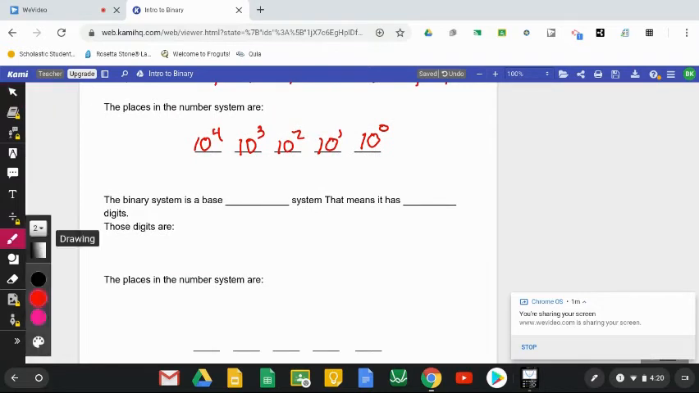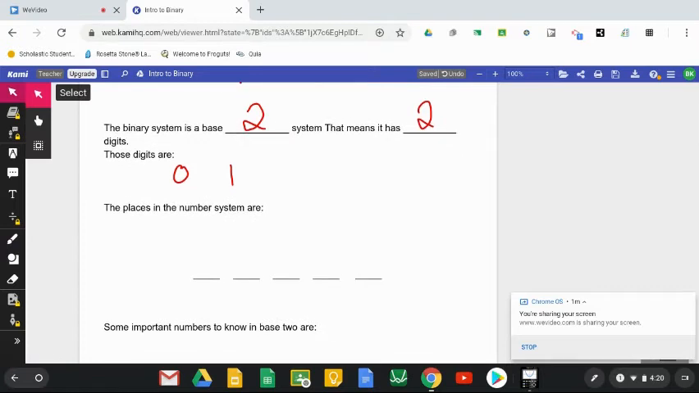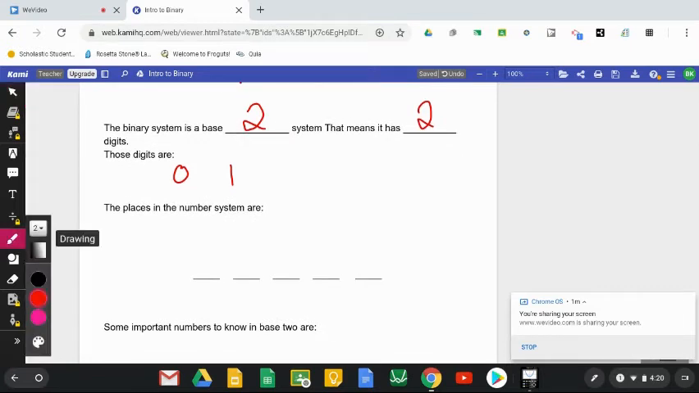But when we look at a binary system, it's like a bicycle. This means it is a base 2 system. That means it has 2 digits. So these are only 0 and 1. Only 2 digits in a binary system. What are their number places? Well, you know how the base 10 was 10 to the 0? Well, base 2 is 2 to the 0, 2 to the first, 2 to the second, 2 to the third, 2 to the fourth, and it continues and goes on.